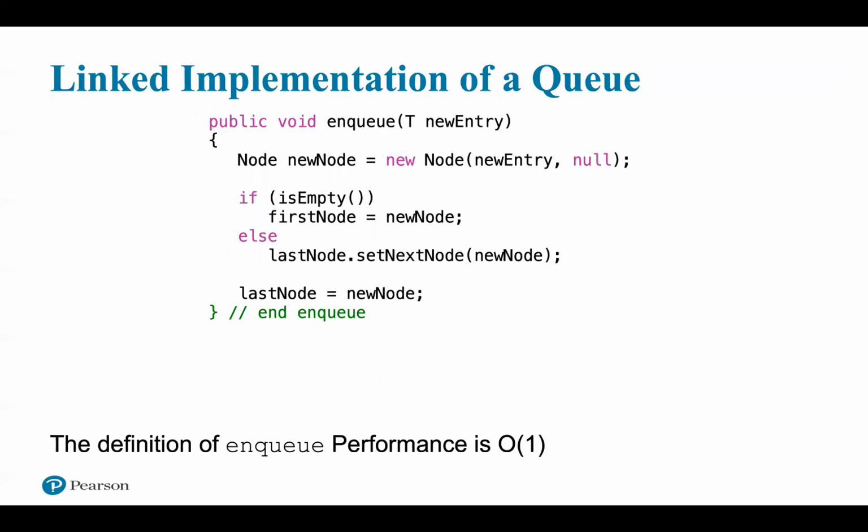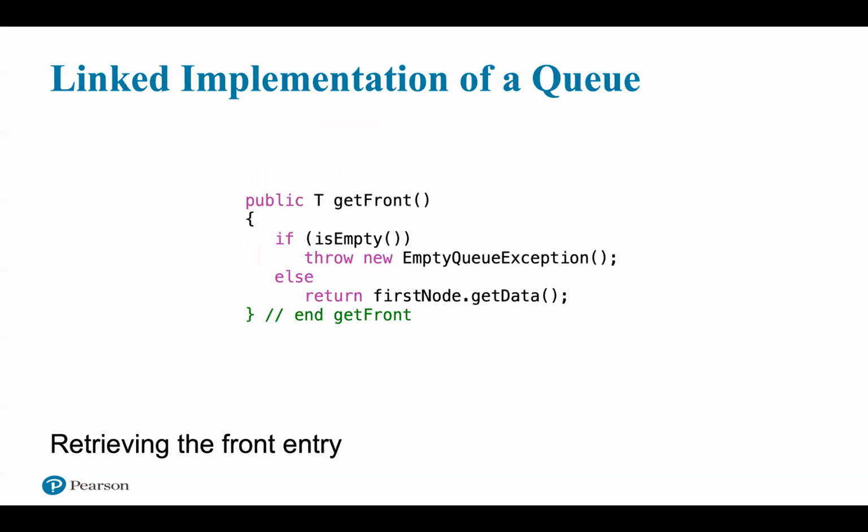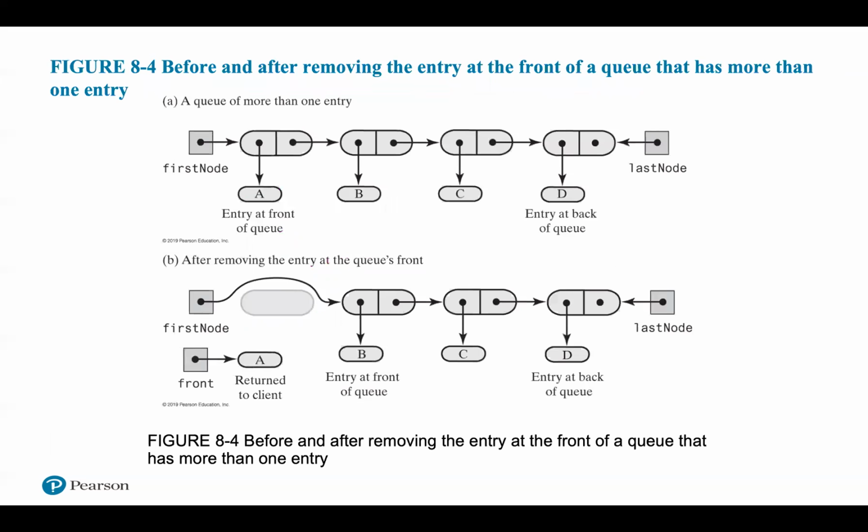So we can see a couple of methods here. And so here is the definition of enqueue as it appears. We see the definition here and it has a performance of big O(1). So retrieving the front entry, we get the entry at the front of the queue by accessing the data portion of the first node in the chain. Like enqueue, getFront is a big O(1) operation.